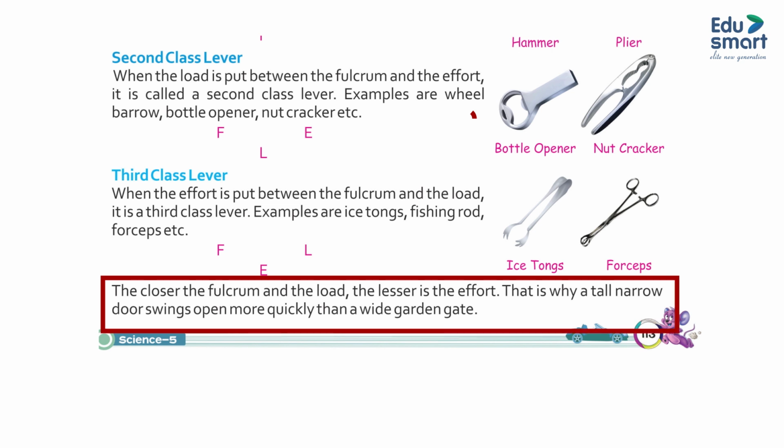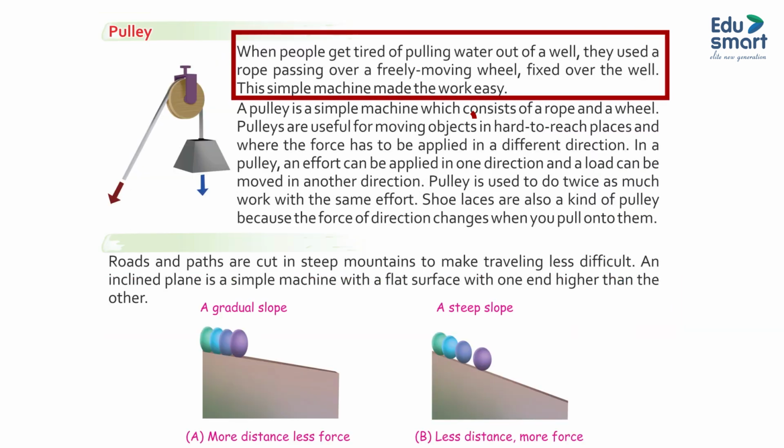The closer the fulcrum and the load, the lesser is the effort. That is why a tall, narrow door swings open more easily than a wide gate. Pulley. When people get tired of pulling water out of a well, they use a rope passing over a freely moving wheel fixed over the well. This simple machine made the work easy.